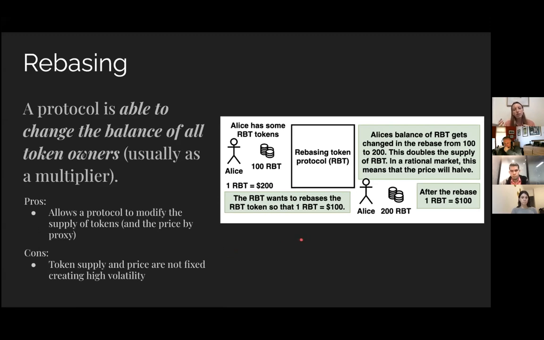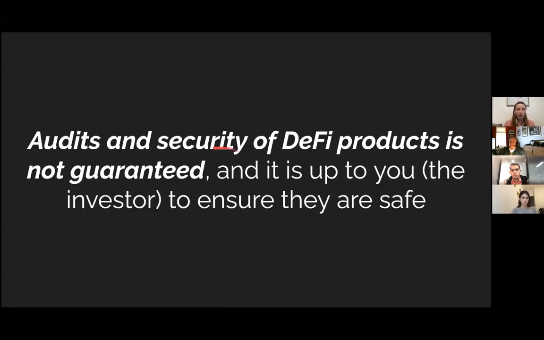So I've heard this compared to a stock split. It's kind of like a stock split in that sense, except you could also go the other way. I could also halve the supply. So now instead of Alice having 100 tokens, she would have 50, right? So it can go either way, whereas a stock split can only go one way and has some legal implications. So that's rebasing. Okay, cool.